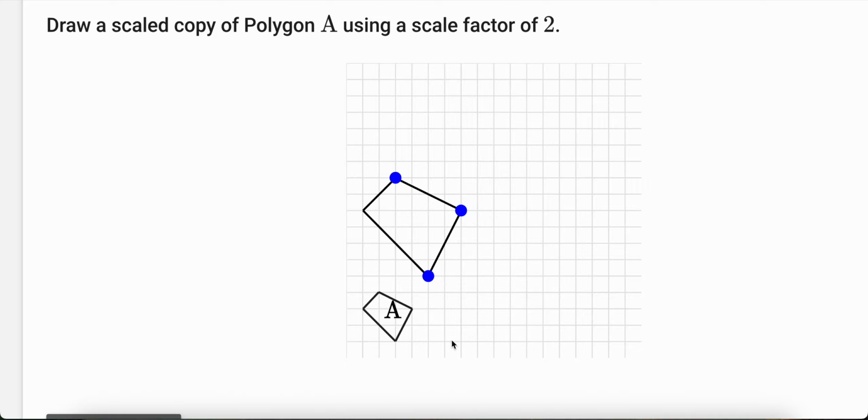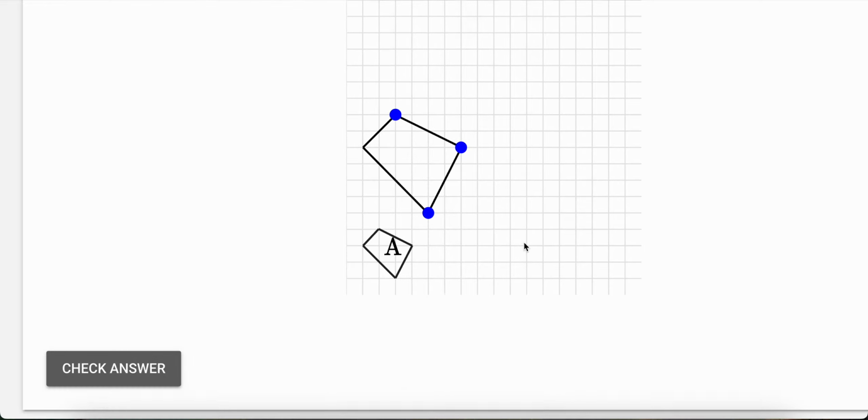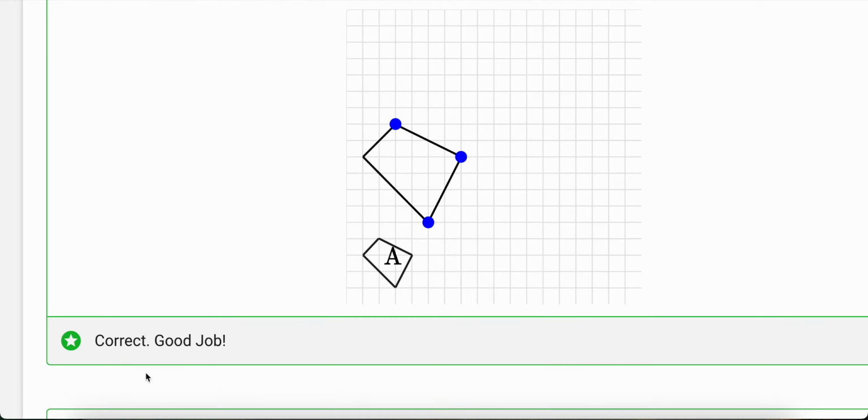and one of those features of the scaled copy is, are the shapes similar? Does this look like the same shape, but just bigger? And yes, it does. And so I feel confident that I counted the moves correctly, and I'm ready to submit and check my answer. And I got that correct.